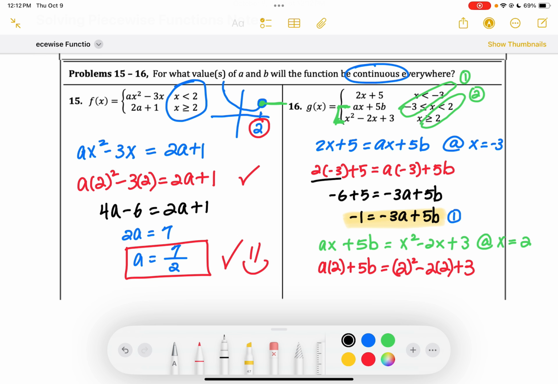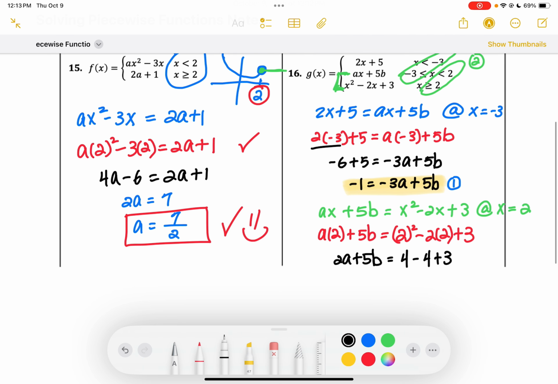Housekeeping. 2a plus 5b should equal to 4 minus 4 plus 3. Can I continue to do housekeeping? Yes, I got 2a plus 5b equal to 3. Now, what you see is what you got. You notice, this is my second equation. I don't know yet, but I'm going to figure it out.